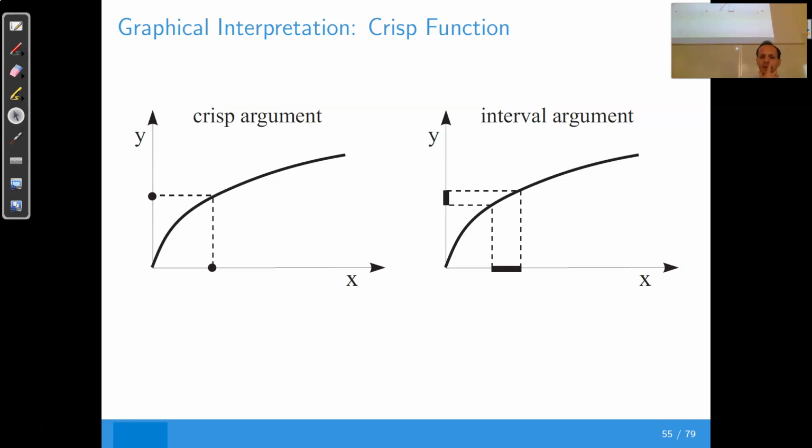Now we come to the graphical interpretation of a crisp function. You know the concept of a classical function. For the evaluation of the function, you start from its domain, the independent variable x, you find its value, and then you find the value y.